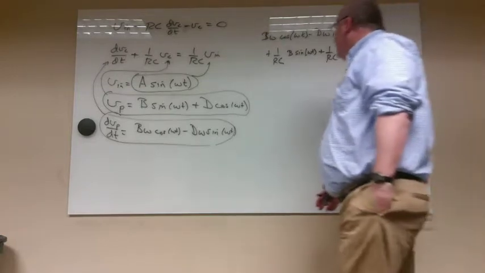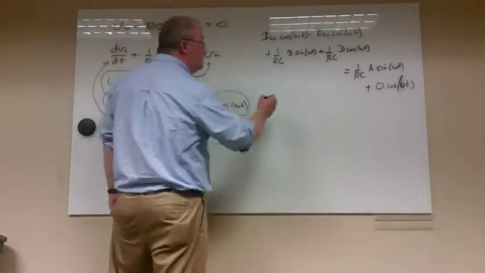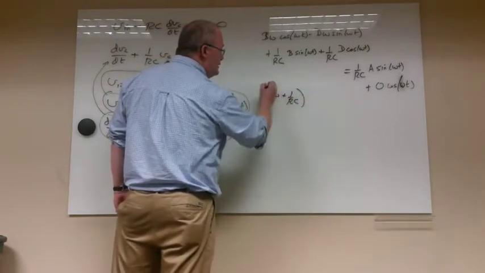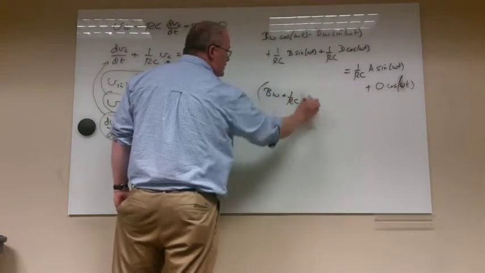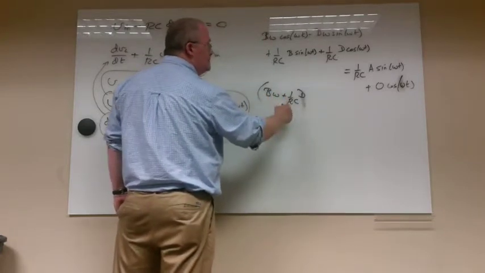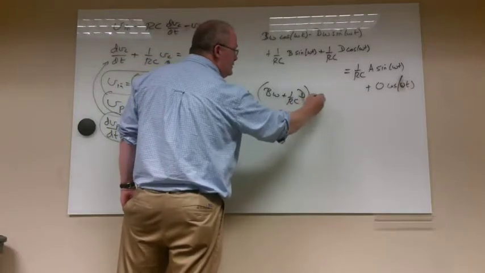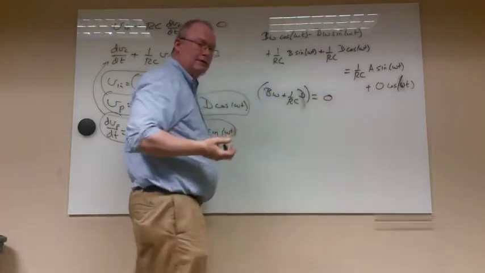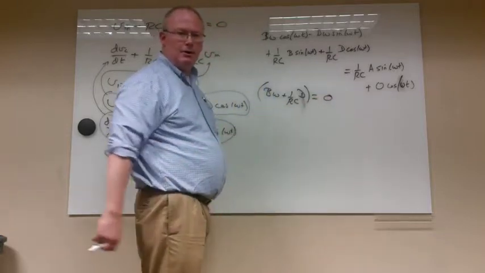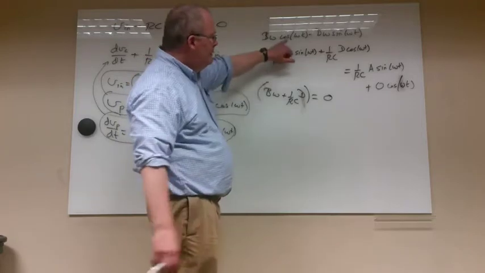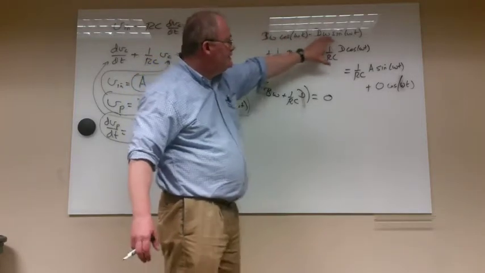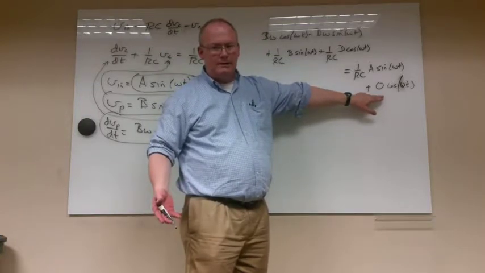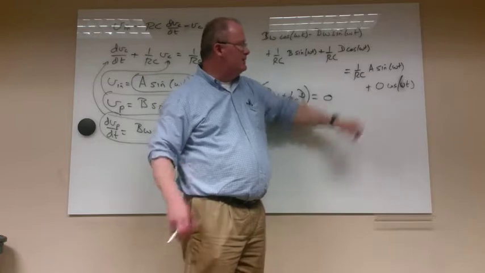So to do that, I got this b omega plus 1 over RC times d. B omega plus 1 over RC times d is equal to 0. I'm taking shortcuts here, but I have some liberty to do that. You can always prove this to yourself. I'm equating this cosine term plus this cosine term is equal to that cosine term, and I divide both sides by cosine of omega t, and boom, it's gone.